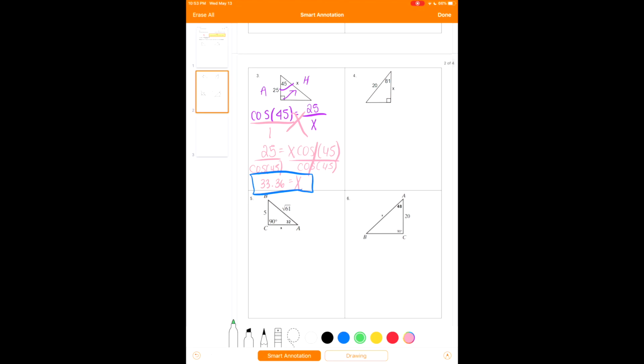For homework, you're going to do number 4, 5, and 6 tonight. And that's going to be due on Friday at 2 p.m. So that's your homework tonight.